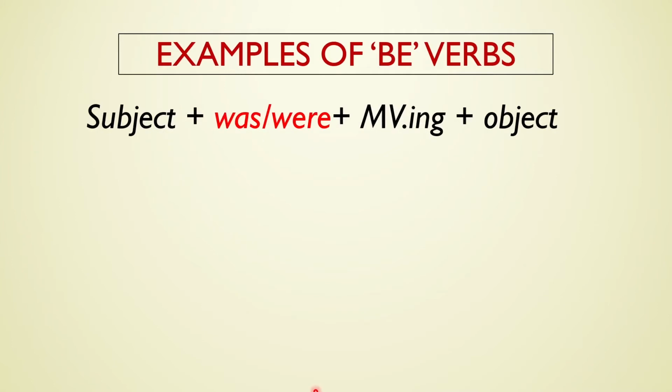Now, in the case of was and were, let us see the structure. At first, subject will come in the same way. There will be was or were, which are used as past tense. Then main verb, ing form, and at last object.